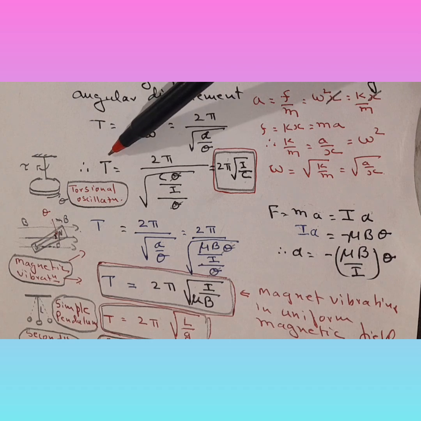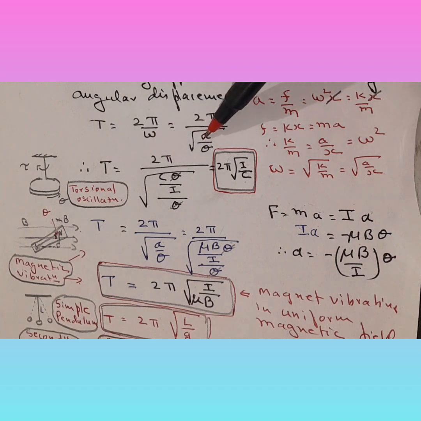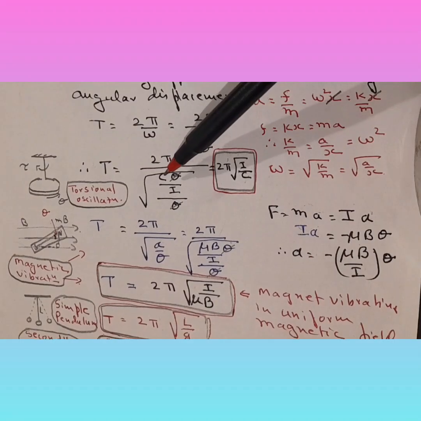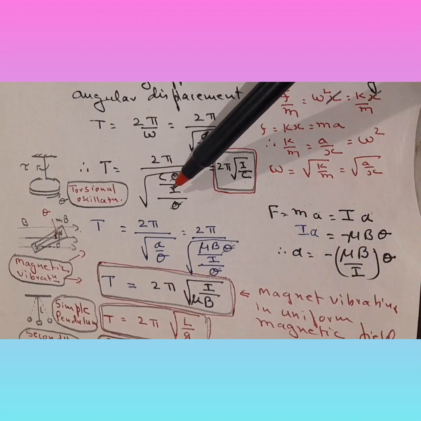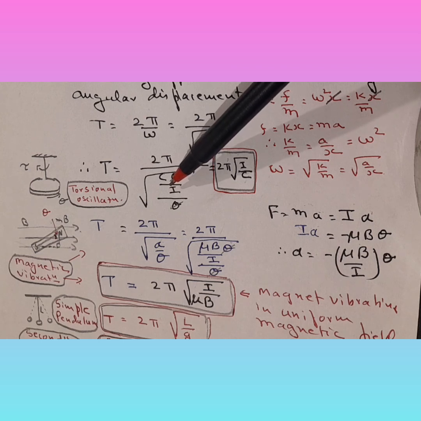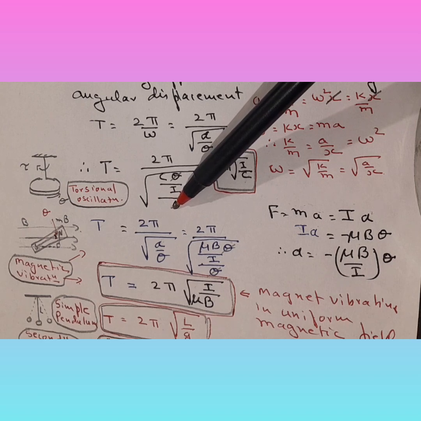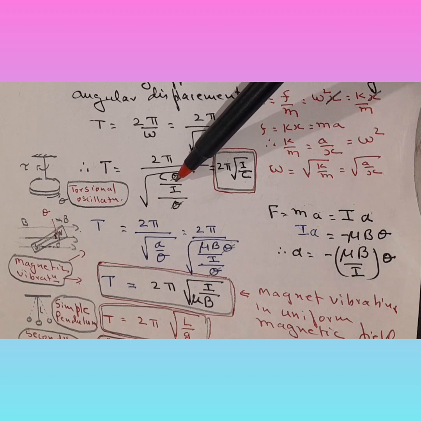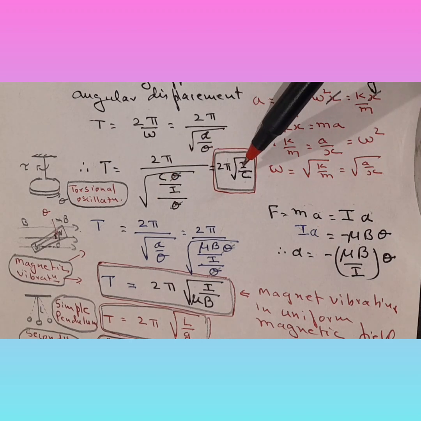Okay, so T is equal to 2π over α over θ. α over θ, we already had derived it to be minus Cθ over I. So we just substitute over there Cθ over I. We are talking only in terms of magnitude, so we have not considered negative. Cθ over I over θ, and this θ gets cancelled, so what we end up with is 2π I over C.